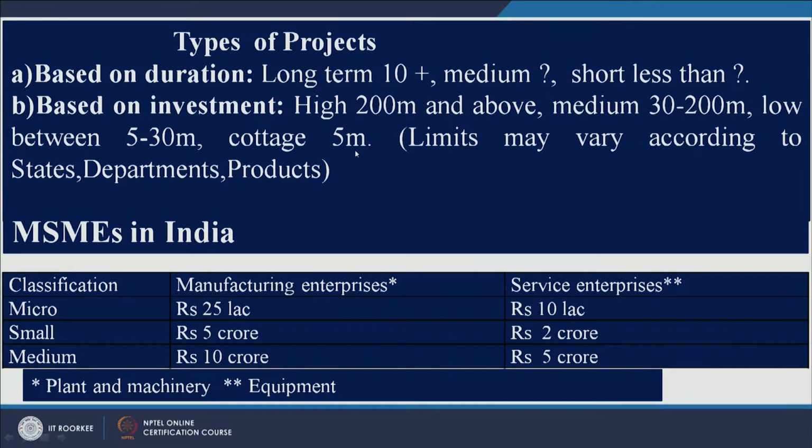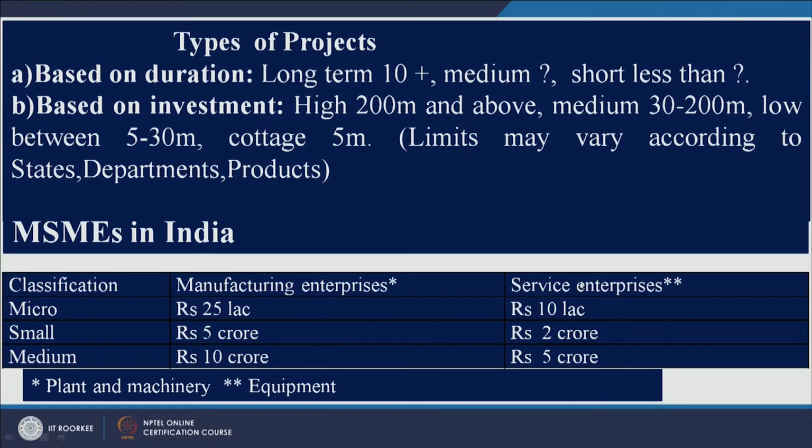For example, if the investment is, let's say, 5 million, then it would be called a cottage industry project. And these limits of money investment depend on state government to state government, department to department, and product to product. As I told you in the previous session also, MSMEs in India have been classified on the basis of manufacturing enterprises and service enterprises. So if the total amount of investment in plant and machinery is, let's say, up to 25 lakh, then it would be termed as micro industry. If it is up to 10 crore, then it is medium.